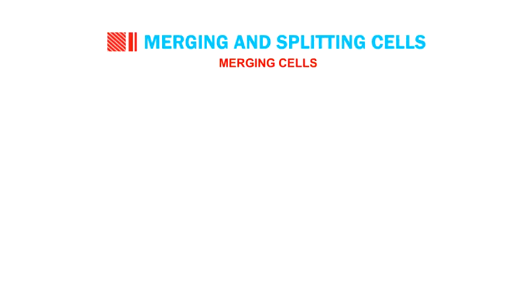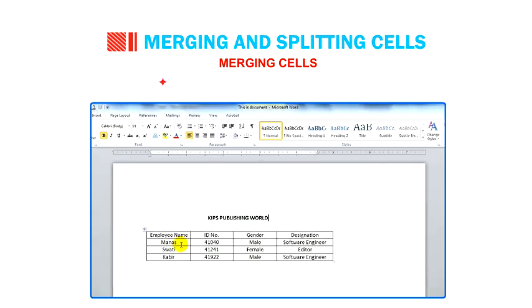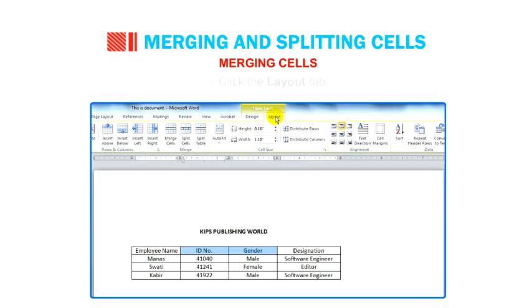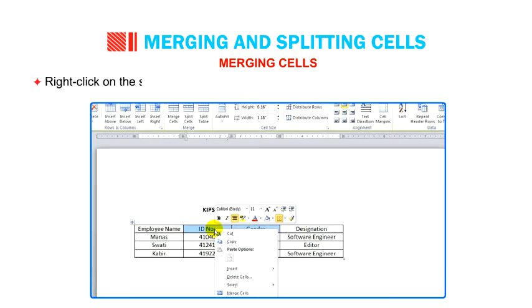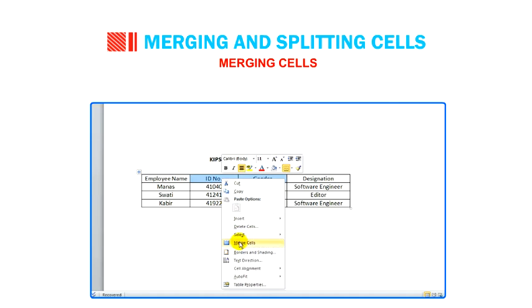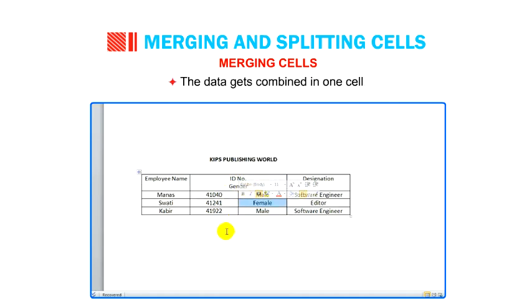Merging cells. Select the cells that you want to merge. Click the Layout tab. Select the Merge Cells button in the Merge group. Or right-click on the selected cells. Select the Merge Cells option from the shortcut menu. The data gets combined in one cell.